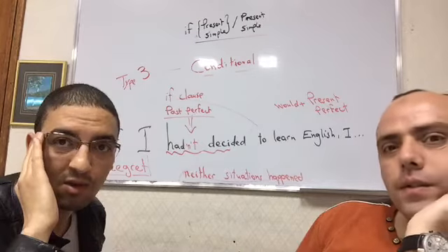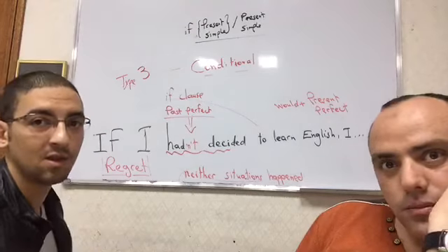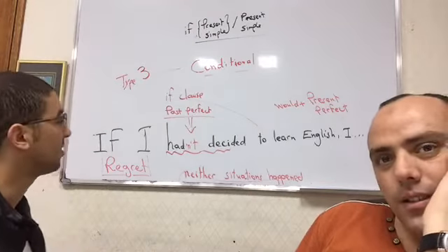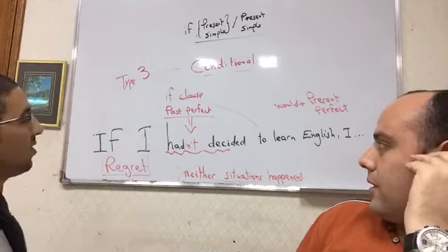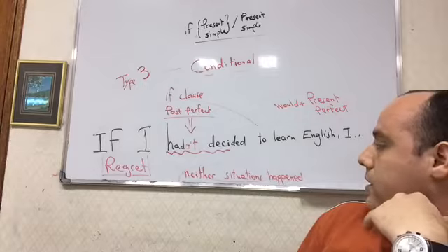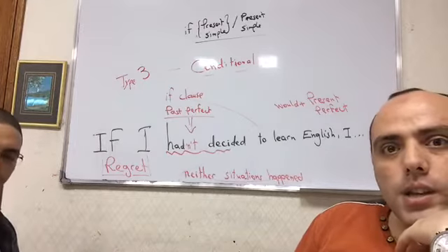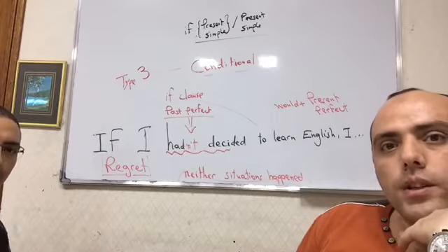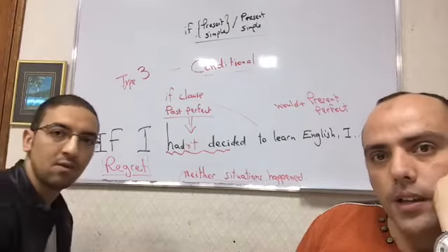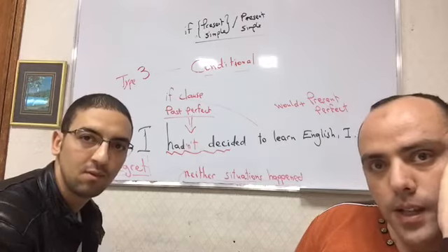Yeah, but this is the first condition. Yeah, very good. You're not a zero. Now, can you give us an example of this time? If I hadn't decided to learn English, I would have been lost. Thank you. If I hadn't studied harder, I would have passed my test.